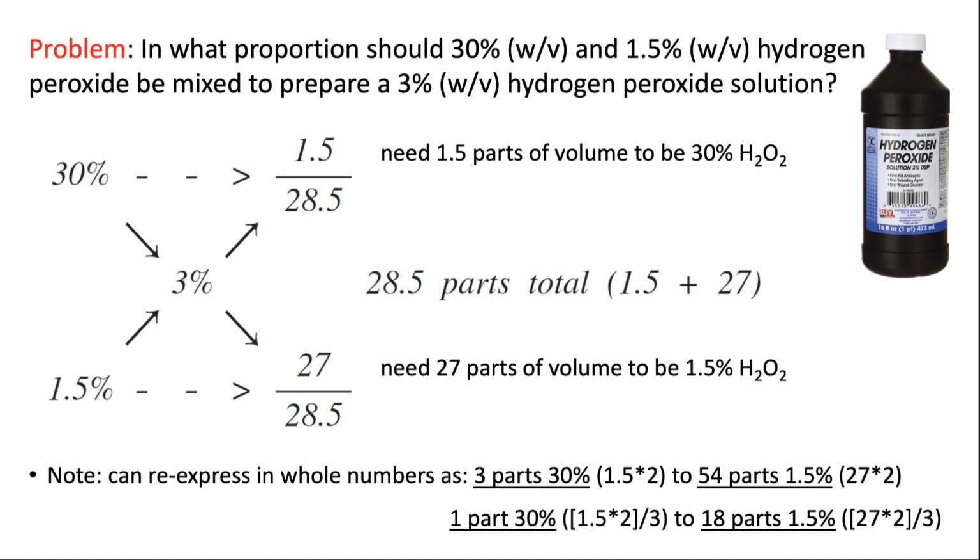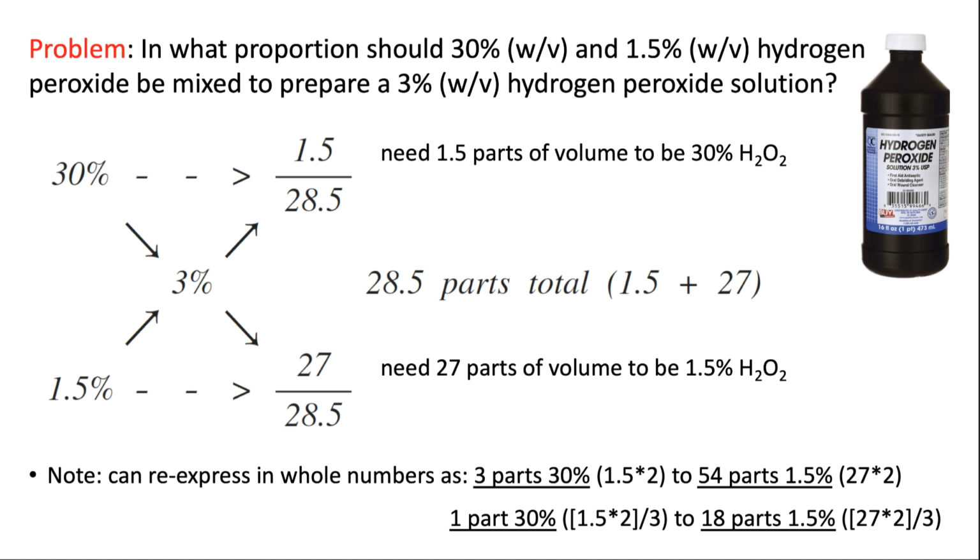So again, if we divide everything by 1.5, then for the 30% we would have 1.5 divided by 1.5 equals 1 on top of the numerator. And on the bottom, we would have 28.5 divided by 1.5, which turns out to be a fairly nice number. It ends up being a 19. So now what we can re-express is our 30%. Instead of 1.5 over 28.5, we could call that 1 out of 19.